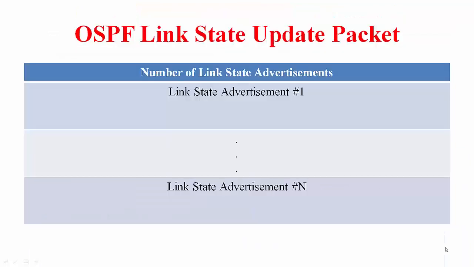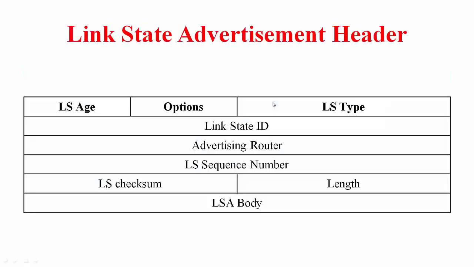So here is an example of a link state update packet. So this follows the header that I have described earlier. So here you specify the number of link state advertisements followed by the link state advertisements themselves. This link state advertisement itself has a header, and here is the header. This advertisement has an age. This corresponds to the TTL field as I have mentioned earlier.